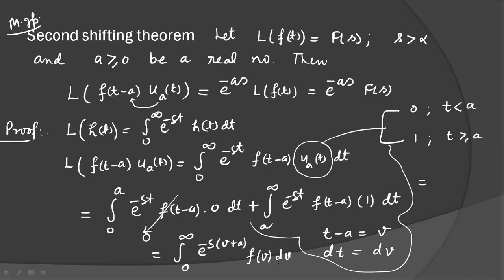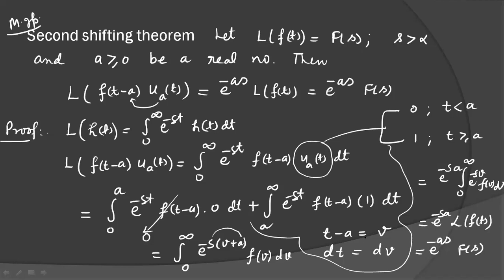So we are integrating with respect to v now, so the remaining term will be treated as constant. So e to the power minus sa we can take outside, and it will be the integral from 0 to infinity of e to the power minus sv f(v) dv. Can anyone tell me what this is? The integral of e to the power minus sv f(v) dv can be written as the integral of e to the power minus st f(t) dt using the first property, change of dummy variable. So this is nothing else but Laplace of f(t), or you can write e to the power minus as F(s). So this is the proof of the second shifting theorem.